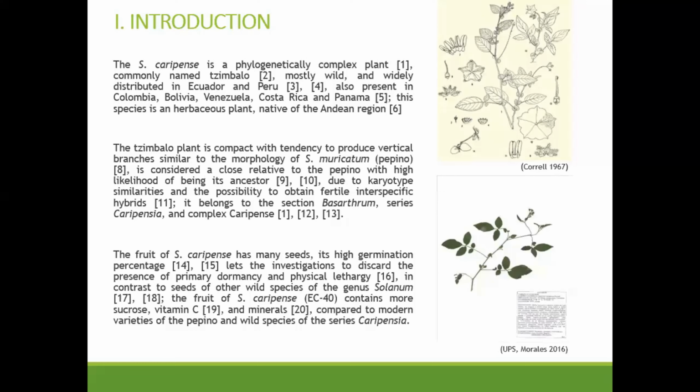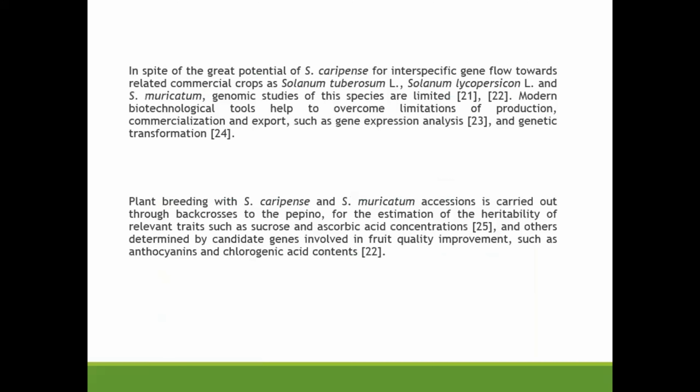Solanum caripense is a phylogenetically complex plant commonly named tzimbalo, mostly white and widely distributed in Ecuador and Peru, also present in Colombia, Bolivia, Venezuela, Costa Rica, and Panama. This is an herbaceous plant native to the Andean region.